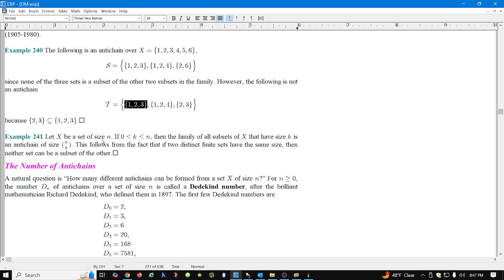If X is a set of size n, and k lies between 0 and n, then the family of all subsets of X that have size k is an antichain. It's an antichain of size n choose k. That's how many subsets there are of size k, because no subset of size k can be contained in a different subset of size k. The singleton subsets, for example, form an antichain, or Sperner family.